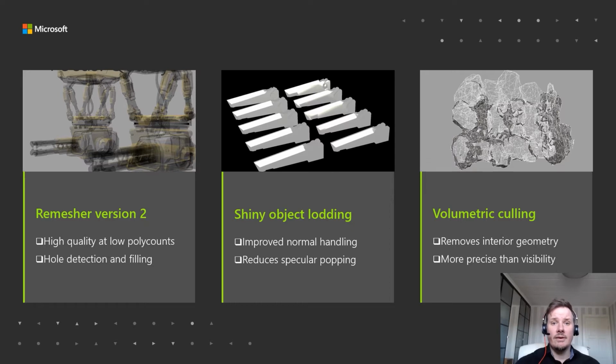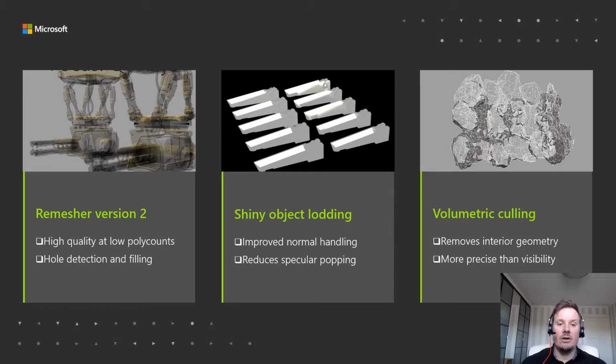When it comes to quality, we have three things that we want to show here. First one is Remeasure version 2. The key difference between this remeasure and the previous one is that it's way better at finding holes and filling these out, which means that we can have higher quality at lower poly counts because we're not generating any interior geometry, which means that all the exterior geometry or the texture space can be consumed on the exterior of the object.